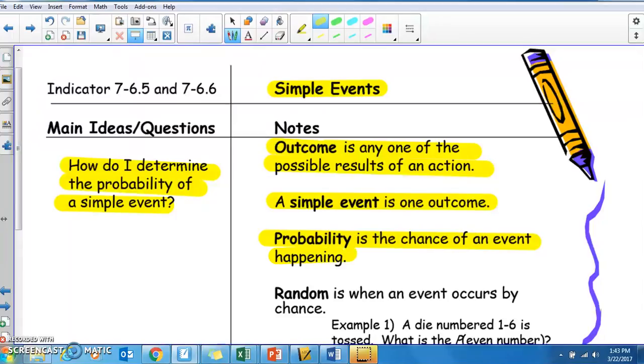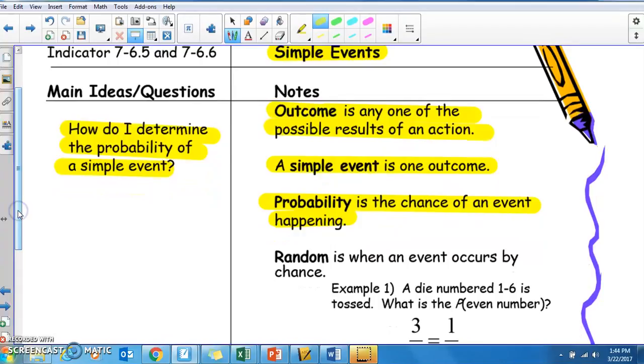So we have an outcome, which is the result. You have a simple event. That is when you have exactly one outcome. I flip a coin. It lands on tails. That is a simple event, flipping the coin, because there's only one outcome. I roll a dice. It lands on the number 2. That is a simple event. There's one outcome. All right?